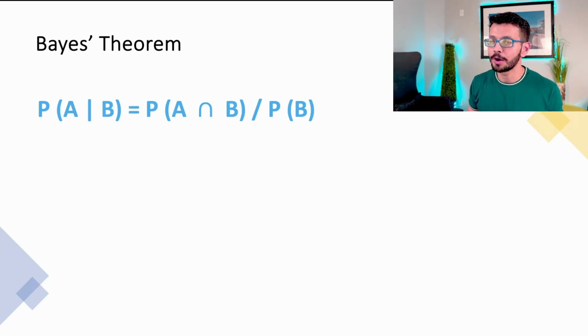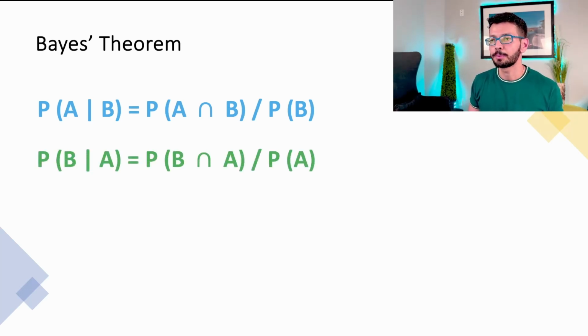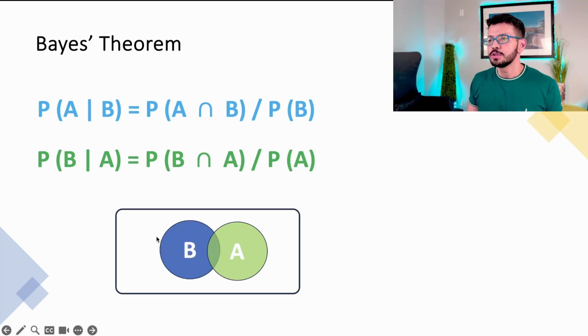If I simply go ahead and flip A with B, then it will be probability of B given A is equal to probability of B intersection A divided by probability of A. Now let's focus on probability of A intersection B and probability of B intersection A. And let's try to understand this with the help of a simple Venn diagram. So in this Venn diagram, the rectangle represents your entire event space. You have two events, A and B, and the intersection is this shaded area.